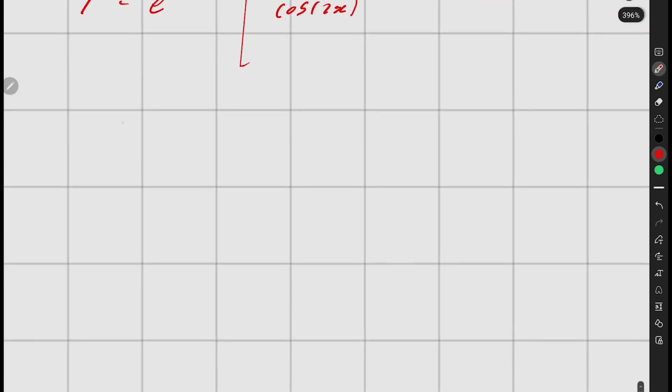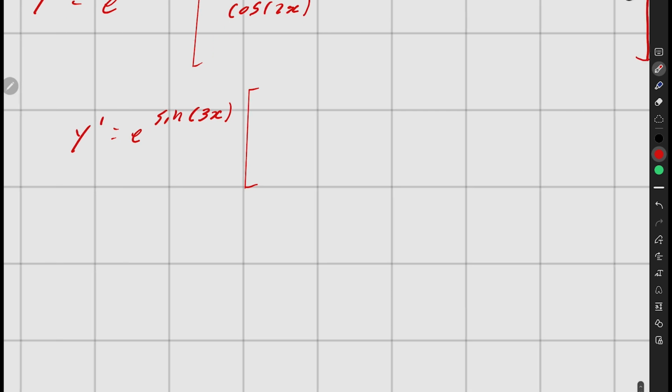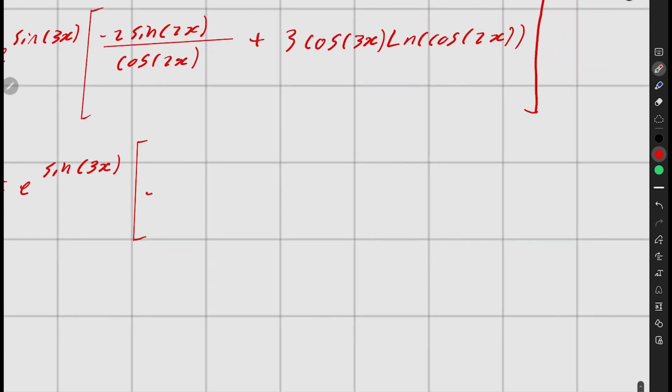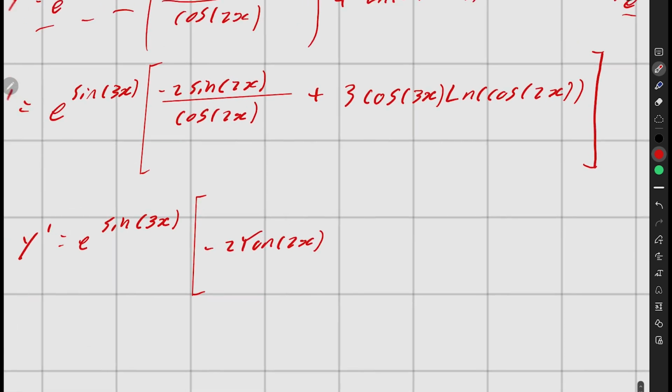We can simplify this down a bit further. We can do y dash equals e to the sine of 3x. And by the way, guys, if you don't know your trig identities and that kind of stuff, don't worry about it. It's still right. But we can simplify this down a bit further. That's going to become -2 of tan of 2x. Because sine x over cosine of x has the same inner function, so that will just become tan of 2x.